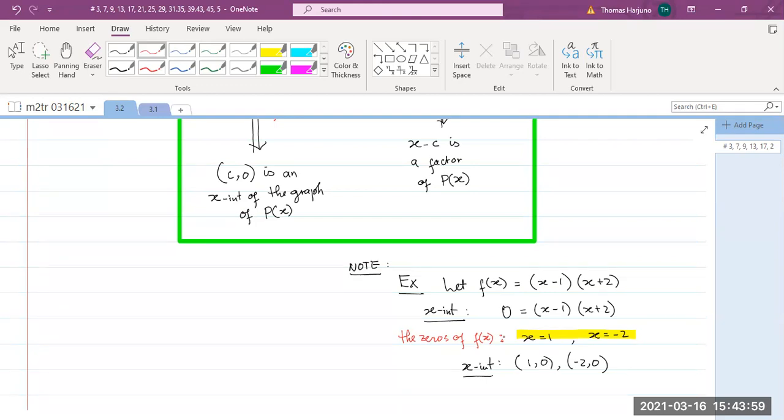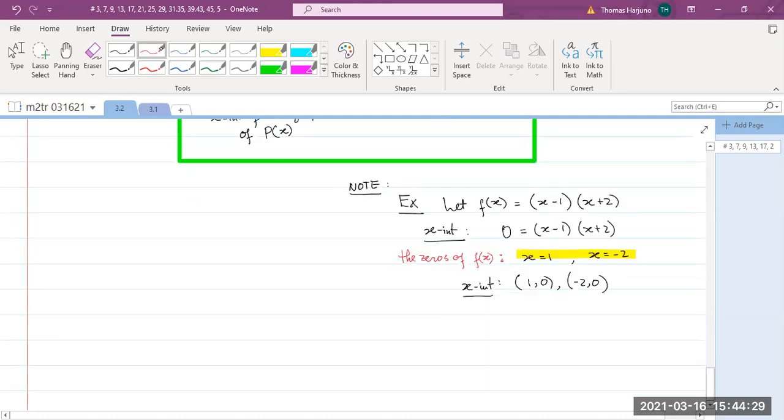Okay, but Thomas, it just means the same thing. No, they are not the same. Let me insist, the zeros are just numbers. X-intercepts are coordinates. But all the zeros always become x-intercepts? That's not true. There are zeros of f(x) that are not x-intercepts. Therefore, we cannot say that the zeros will be x-intercepts. Let me show you the example.